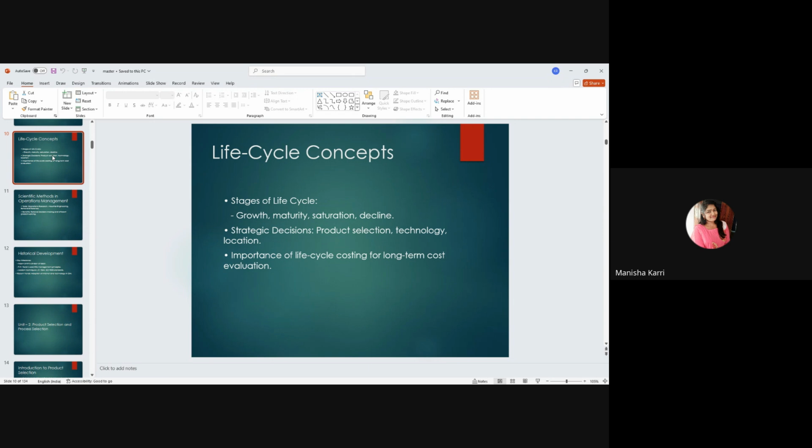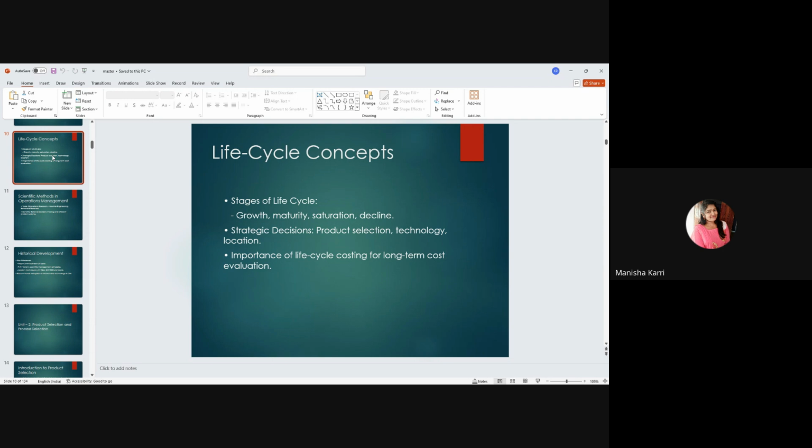And coming to the maturity, the second stage, most people will already know about it. So the company focuses on reducing production cost. Next, coming to the saturation, many other brands release similar products or similar smartphones. So the company automatically tries to add new features or updates.